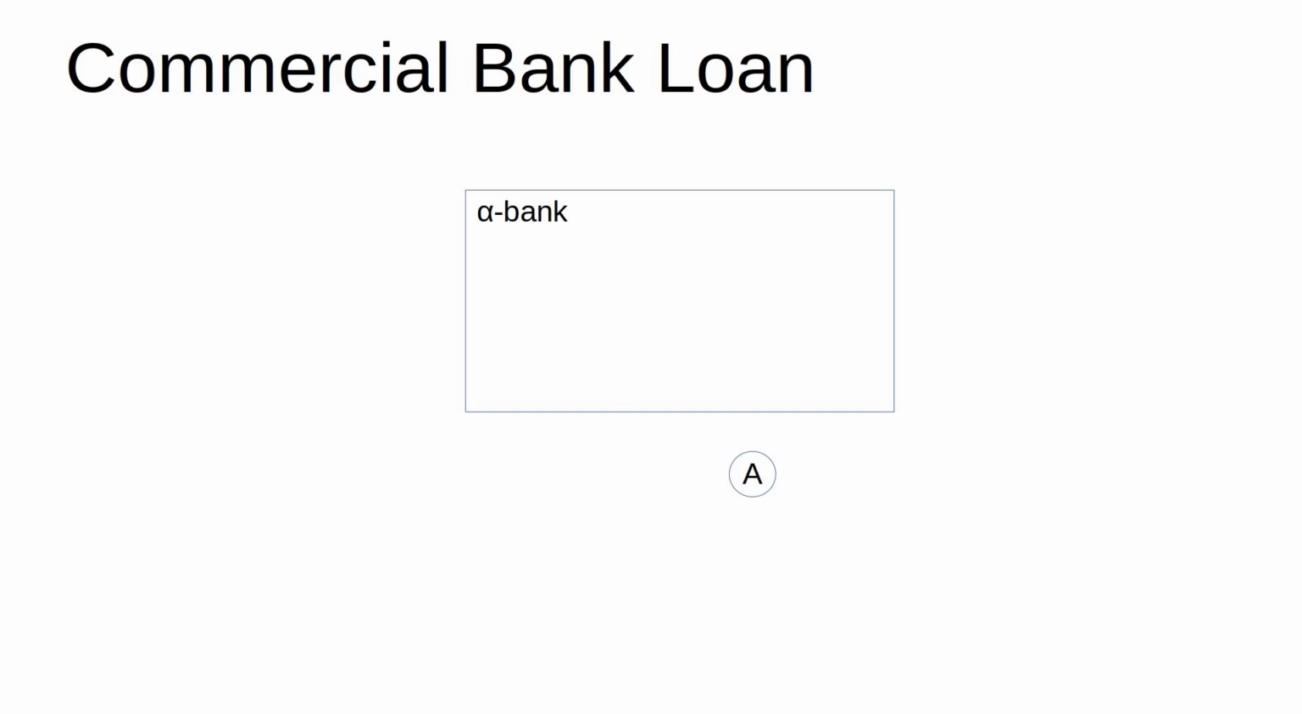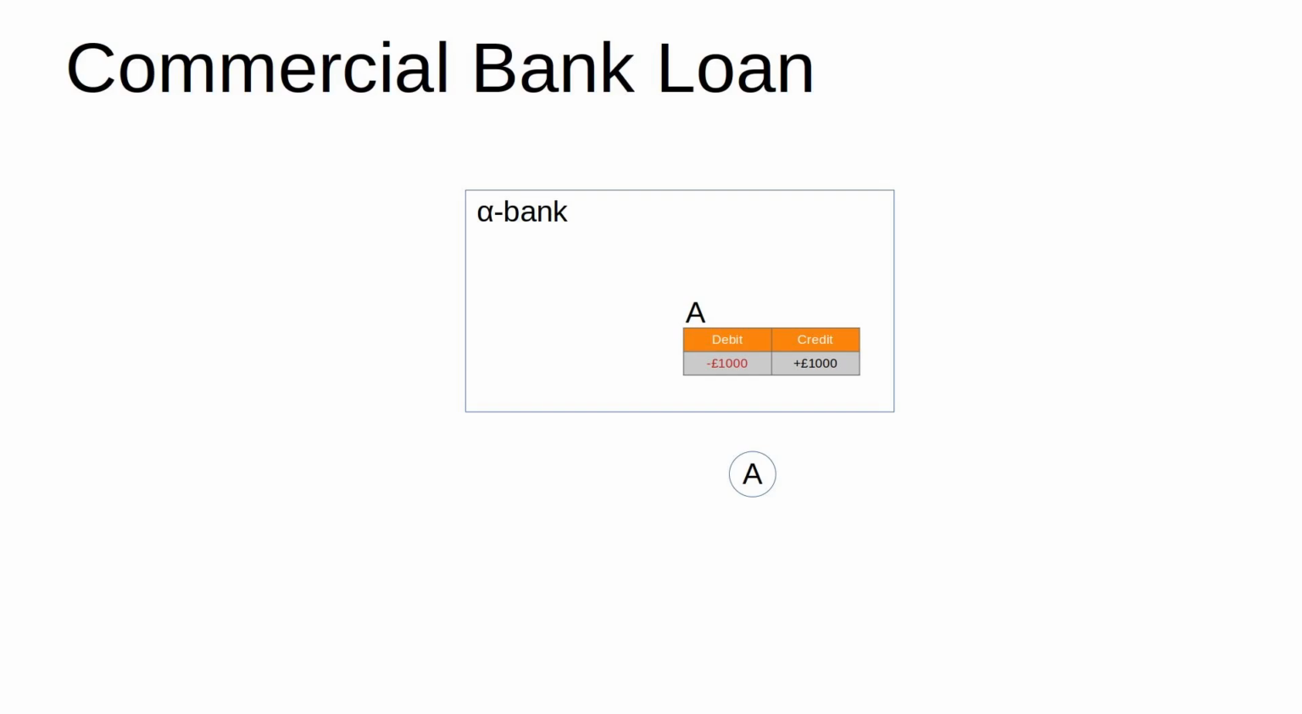Consider a person, A, who approaches Alpha Bank, one of these commercial banks, for a loan of £1,000. The bank agrees, and as a result creates two accounts for A. One is in credit to the tune of £1,000, and the other is in debt to the same amount.